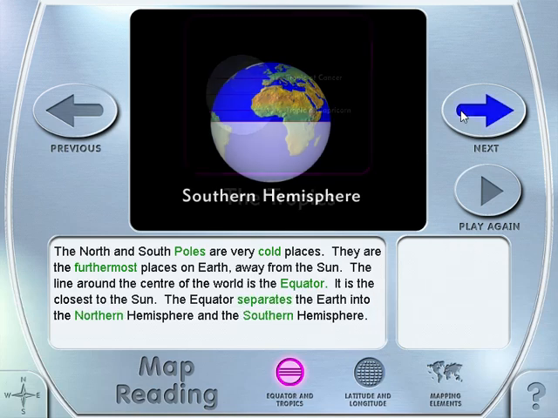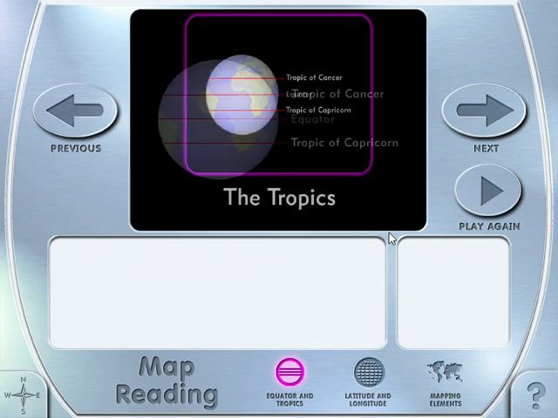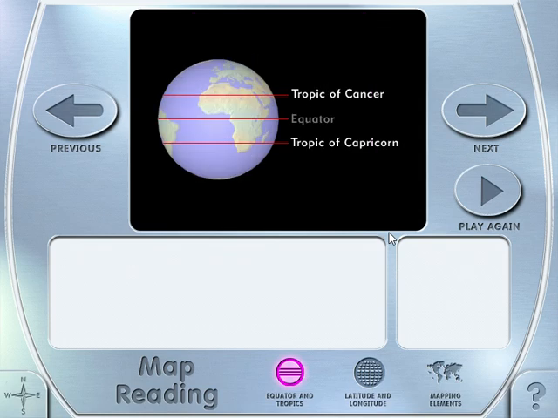Next tutorial. The Tropics. Here are more imaginary lines that divide the Earth. They are known as the Tropic of Cancer and the Tropic of Capricorn.